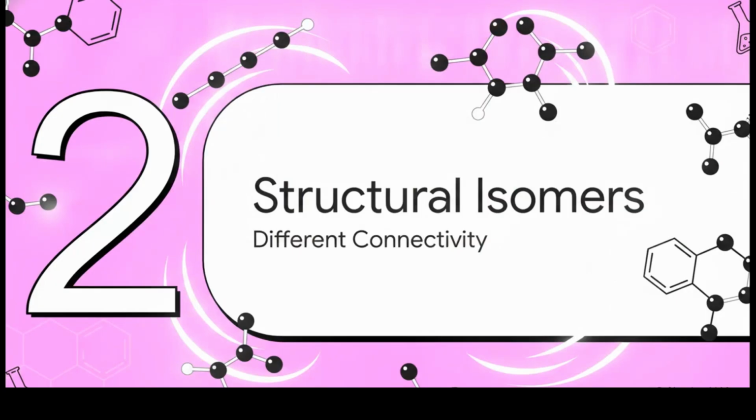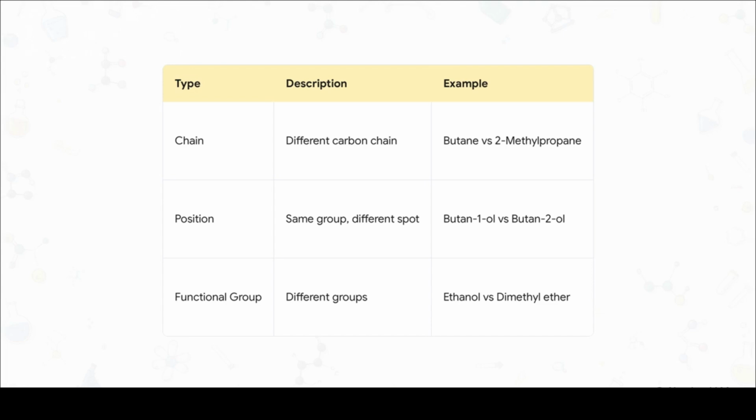Moving right along to Section 2, the structural isomer family. Now that we know what isomers are, let's break down the first major category, which is structural isomerism. These isomers fall into 3 distinct buckets, nicely organized here in these calming soft pastel rows. First, we have chain isomers, like our butane example, which just have different arrangements of the carbon chain. Second, position isomers. Here, the functional group stays exactly the same, but it moves around the molecule, like butan-1-ol versus butan-2-ol. And third, functional group isomers.